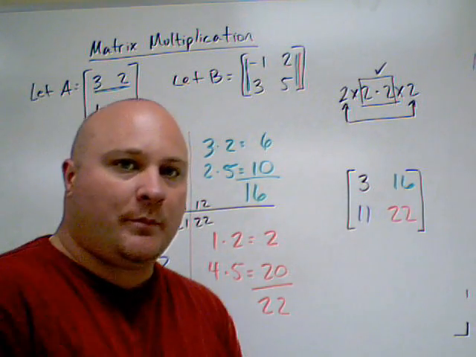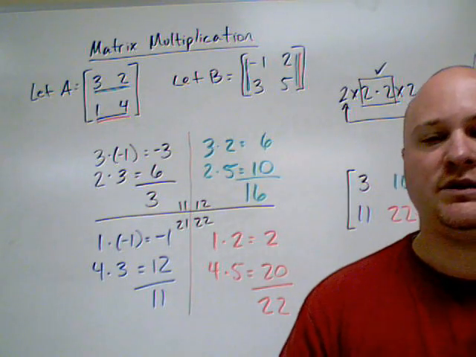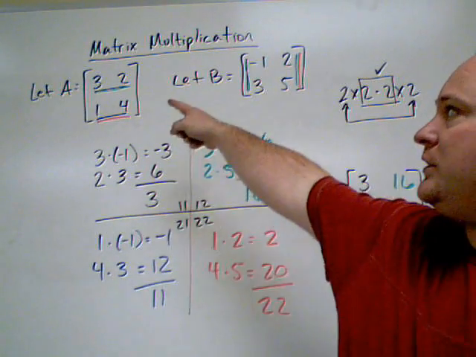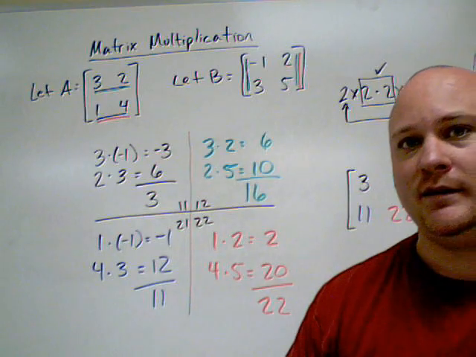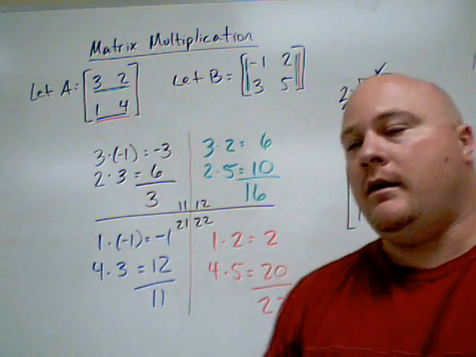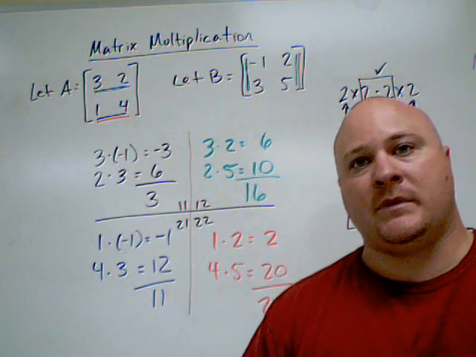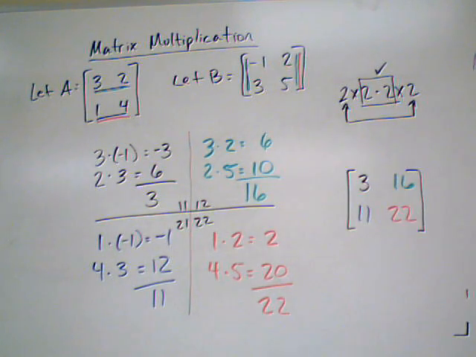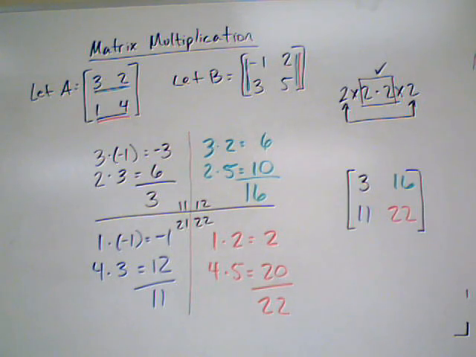So it's a little complicated. It's not as simple as addition and subtraction, where you just add or subtract the corresponding elements. You have to keep track of rows and columns and individual terms and sums and products. But if you have something to keep your thoughts straight until you get real good at it, this is a good way to do it. So if you have A and B and you multiply them together, you get your product matrix.